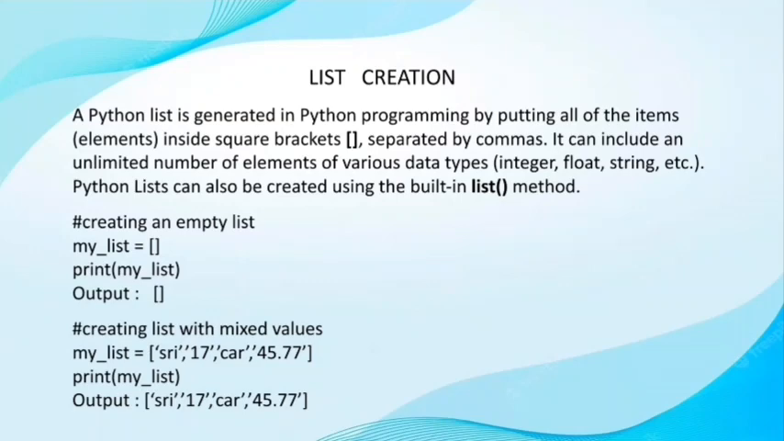Now let us discuss creation of a list. In Python, a list is generated by putting all of the items, meaning elements, inside square brackets, separated by commas. It can include an unlimited number of elements of various data types like integer, float, string, etc. Python lists can also be created using built-in methods.